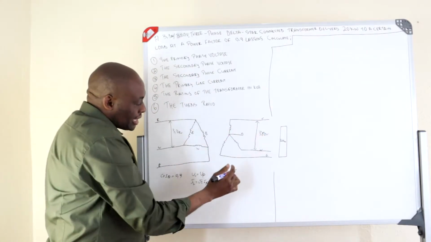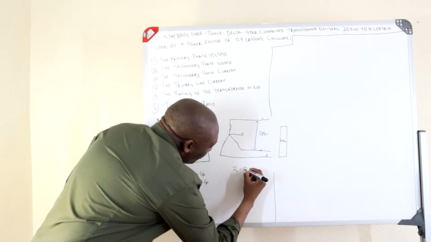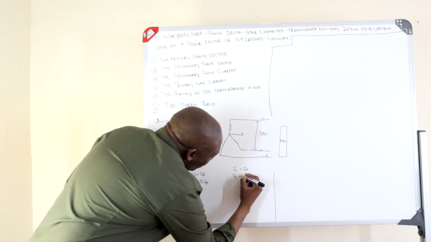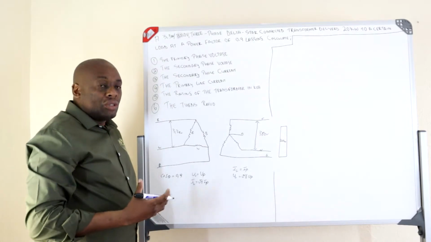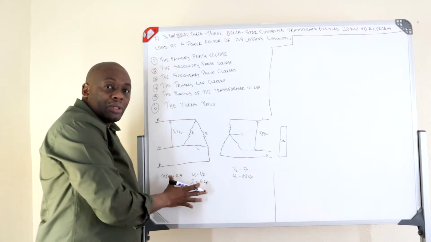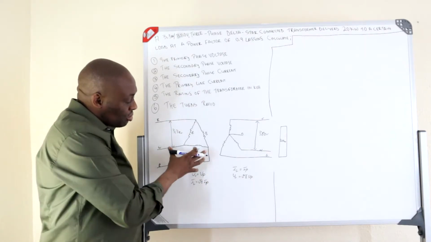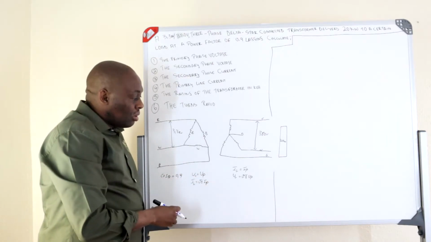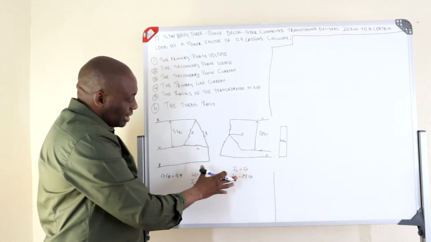And then in a star, we know that I line is equal to I phase, and our line voltage is equal to the square root of 3 times our phase voltage. Those were the things that we did in our last session. So if you don't know about them, please go and view the first video that we've uploaded, where you will see how we came to say that V line is equal to V phase.